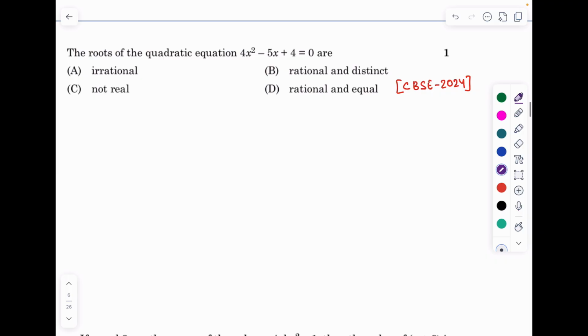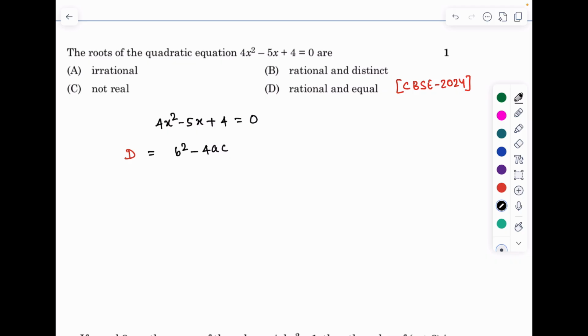Okay, we will solve some problems now. On the basis of this theory, we will solve the problems. First question is 4x square minus 5x plus 4. 4x square minus 5x plus 4 is the given quadratic equation. We have to find out its roots, nature of the roots, and nature of the roots will be determined by D.